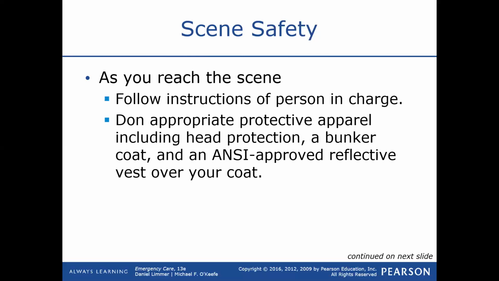This is a paramilitary organization, meaning we have a command structure, and you should have somebody to report to at all times, unless you're the chief of the department.